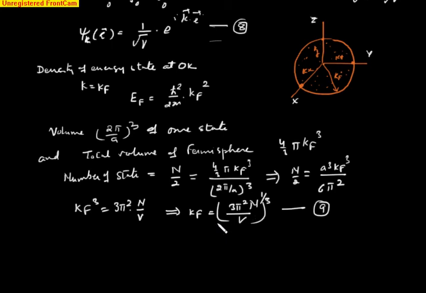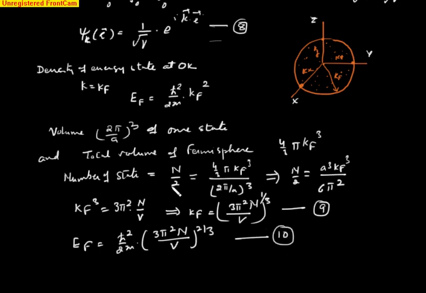But using the equation for energy, if I put this value of kF in this equation for kF square, then I can find the Fermi energy. So the Fermi energy will come out to be, just putting the square of it, h cross square by 2m times the square of this term, that is 3 pi square N over V to the power 2 by 3. So this is what we call the Fermi energy.